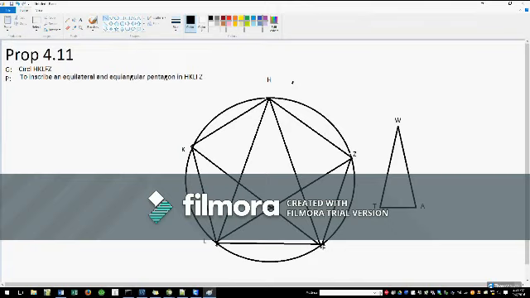For since the circumference ZF is equal to the circumference HK, let the whole circumference KLF be added to each.